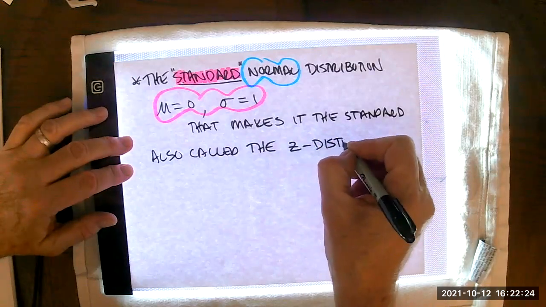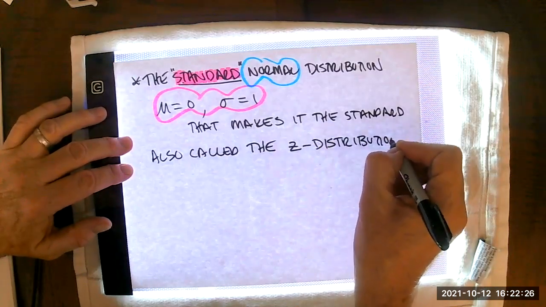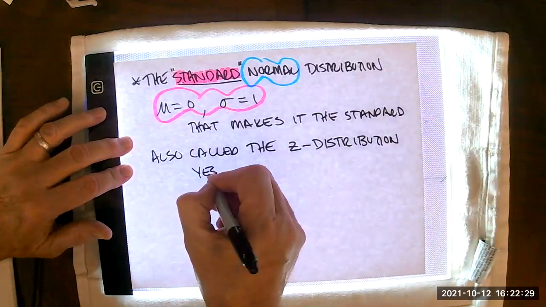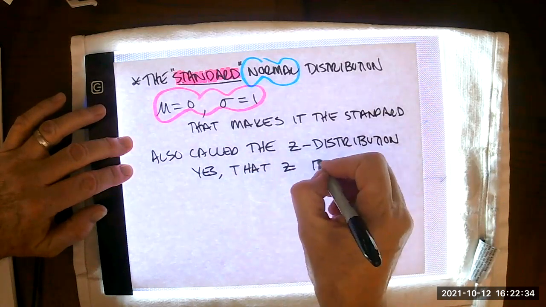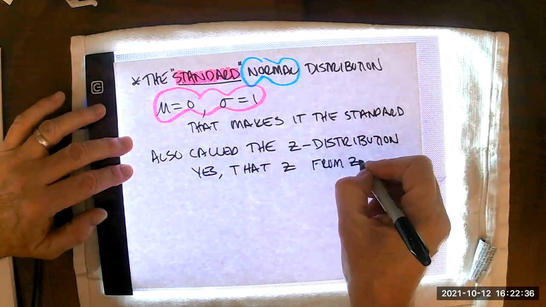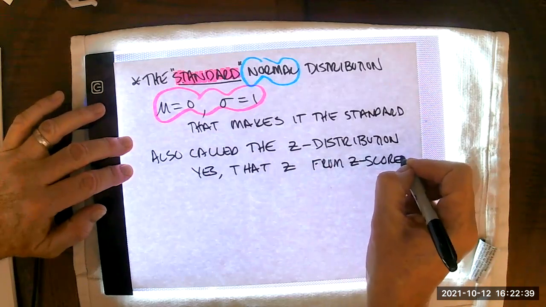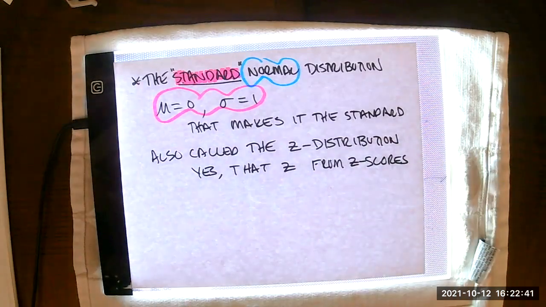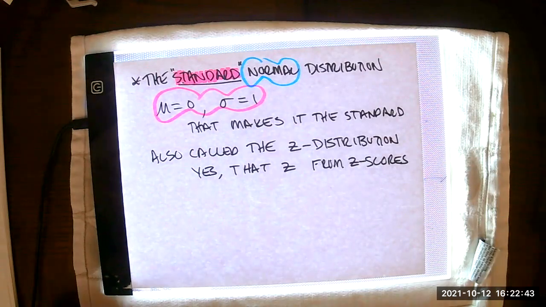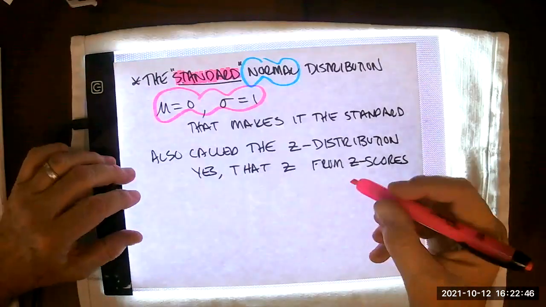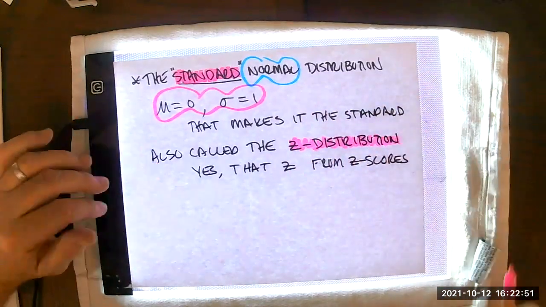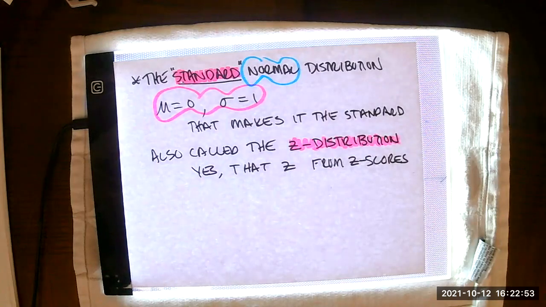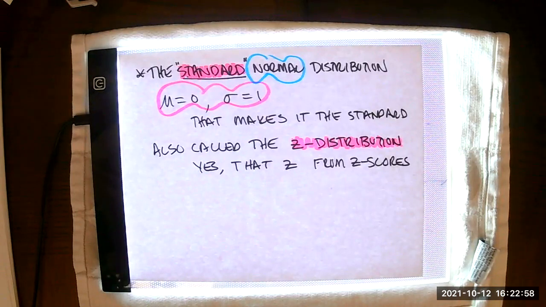This is also called the Z distribution. Yes, that Z from Z-scores. Same Z. The standard normal distribution is also called the Z distribution. I use the terms interchangeably, although on quizzes and exams, I usually use the word standard. Well, it's standard.